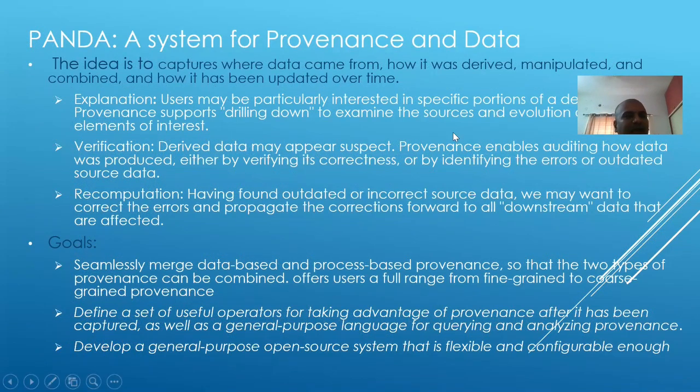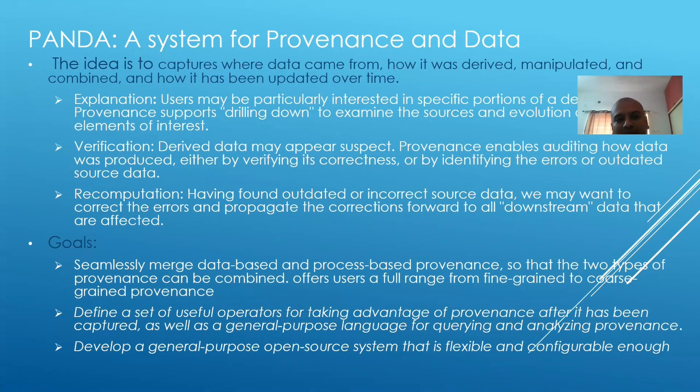The next project that we are going to discuss is Panda, a system for provenance and data. Provenance means nothing but the lineage or tracking of data right from its source, all its modifications, updates, and derivation computations, and who did it and when, and all that information. So basically, this project tries to answer the following three questions.